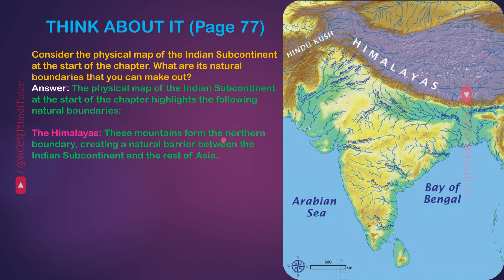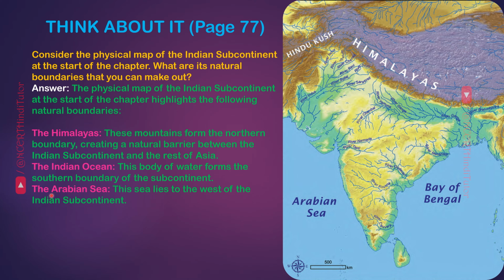These mountains form the northern boundary, creating a natural barrier between the Indian subcontinent and the rest of Asia. Next, the Indian Ocean, here. This body of water forms the southern boundary of the subcontinent. Next, the Arabian Sea, this one. This sea lies to the west of the Indian subcontinent.